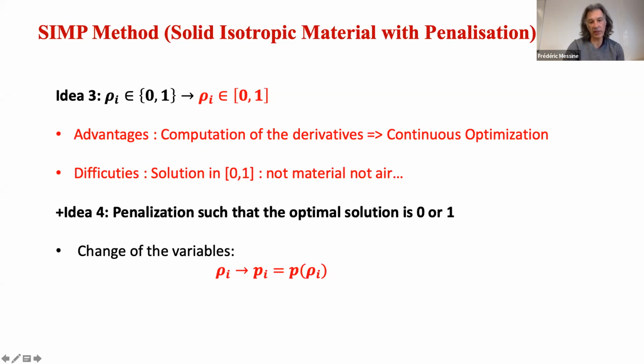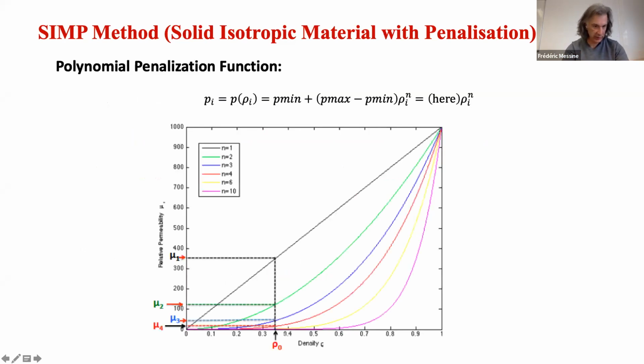So it's a kind of change of variables. So rho E is changed by PE, and P is a penalization function. I can show you some penalization functions like this. You have some degrees, for example, in polynomial penalization functions. If you increase the degree of the polynomial, if it's polynomial 1, it's just a line, so you penalize nothing, no problem.